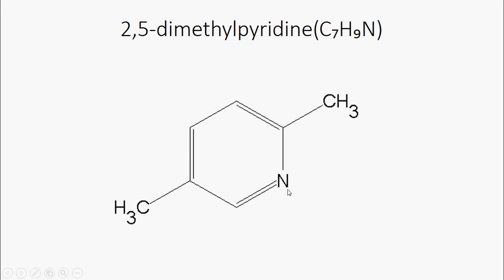Once again, we have our benzene ring, we have our nitrogen, and we have our 2 methyl groups coming off the side, which creates dimethyl pyridine.